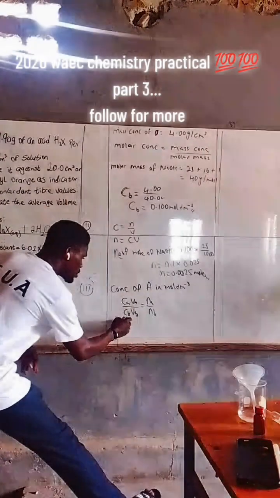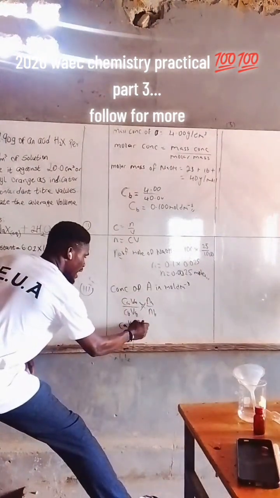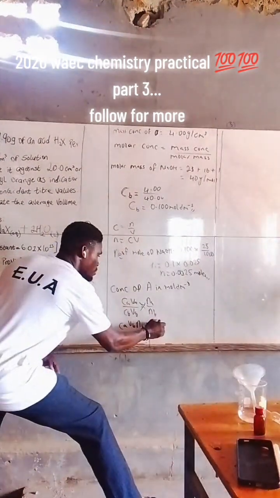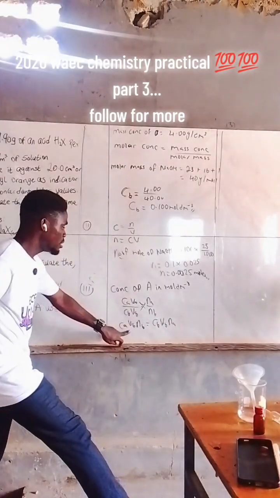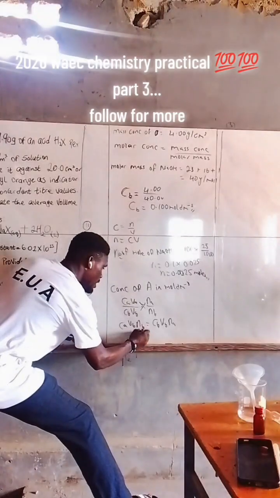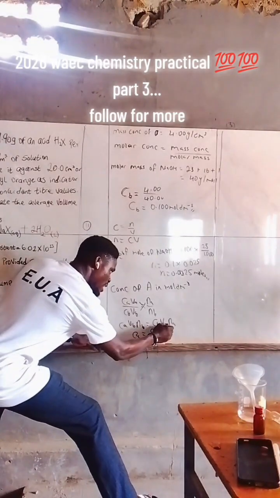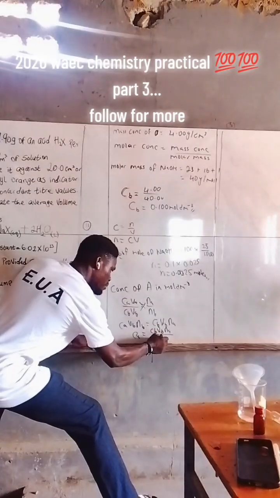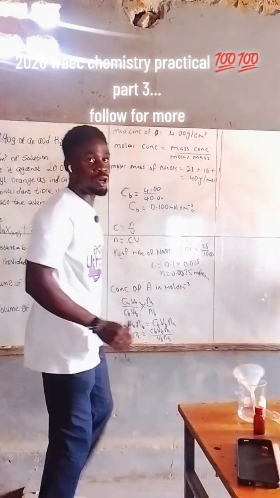So CaVa times Nb equals CbVb times Na. Divide both sides by Va Nb to get Ca. So Ca is simply CbVb Na over Va Nb. Right? So I plug in the values.